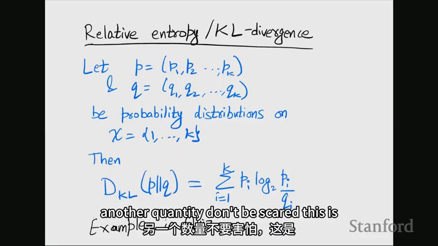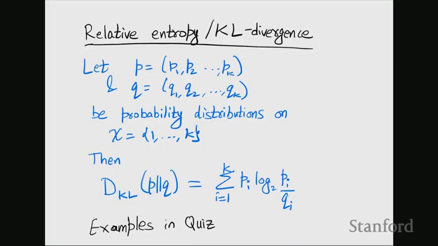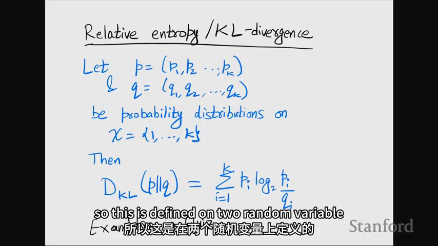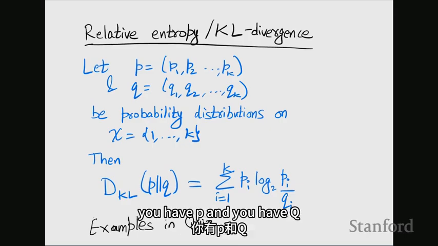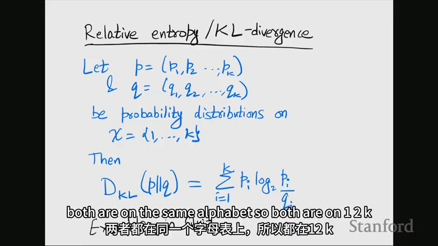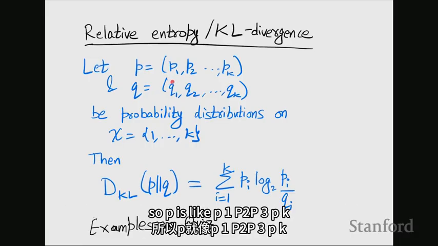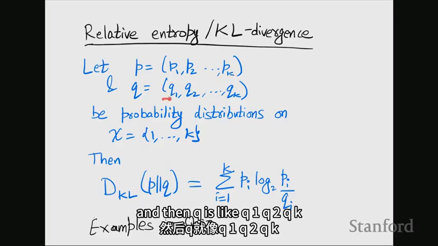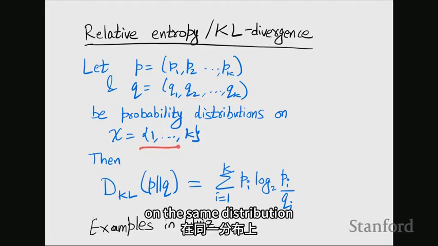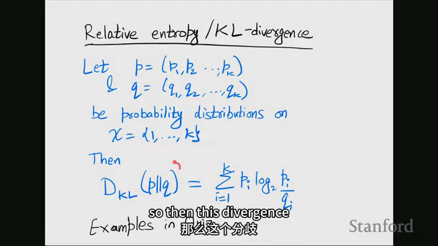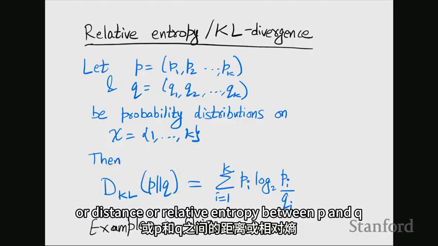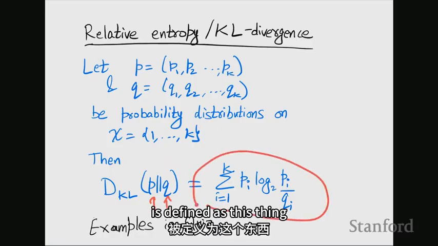Another quantity, don't be scared. This is called KL divergence. This is defined on two probability distributions. You have P and you have Q. Both are on the same alphabet, so both are on 1 to K. So P is like P1, P2, P3, up to Pk, and then Q is like Q1, Q2, up to Qk on the same alphabet. So this divergence or distance or relative entropy between P and Q is defined as this thing.